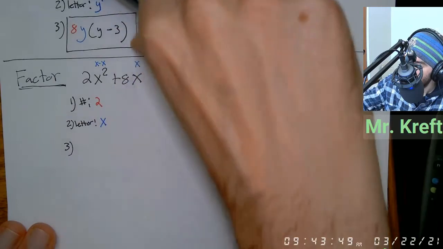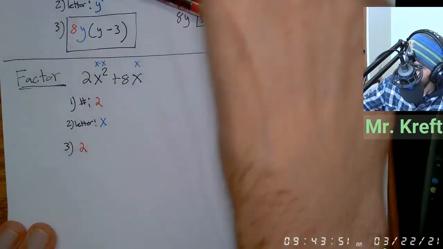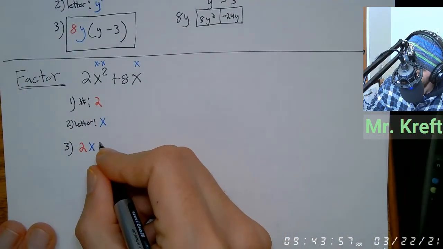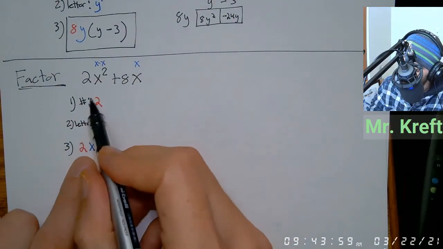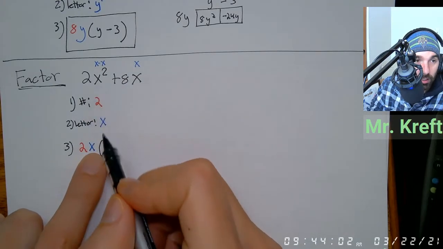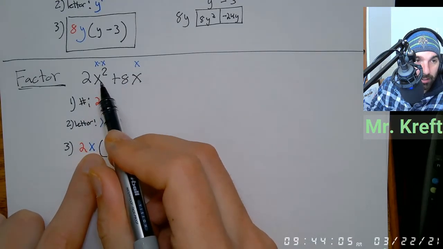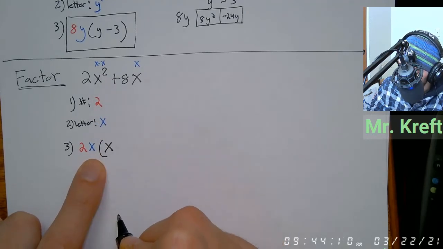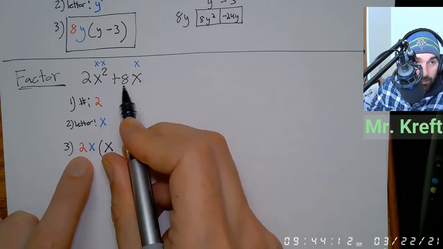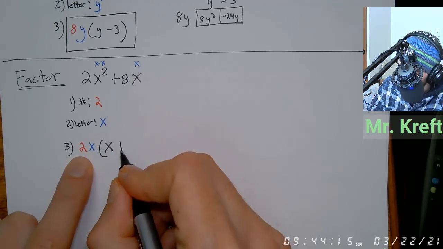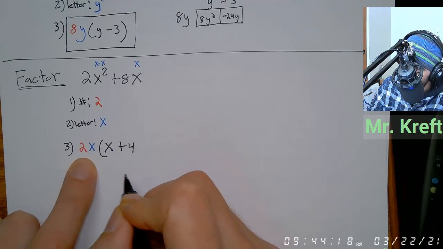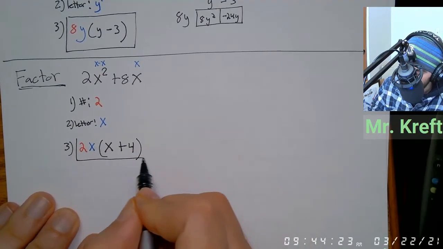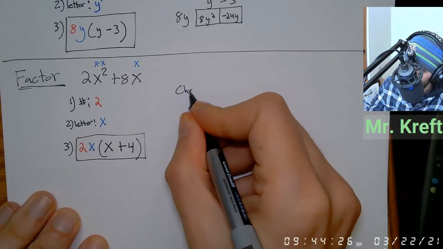And so what's my answer going to look like? Well, I'm going to pull out a 2x. And I'm going to have, what's going to be left? Well, 2 times 1 is 2. And then x times what gives me x squared? Well, it's got to be x times x. So there's going to be an x here. And then 2 times what gives me 8? 2 times 4 gives me 8. And then there's already an x there. Okay, and that's that.